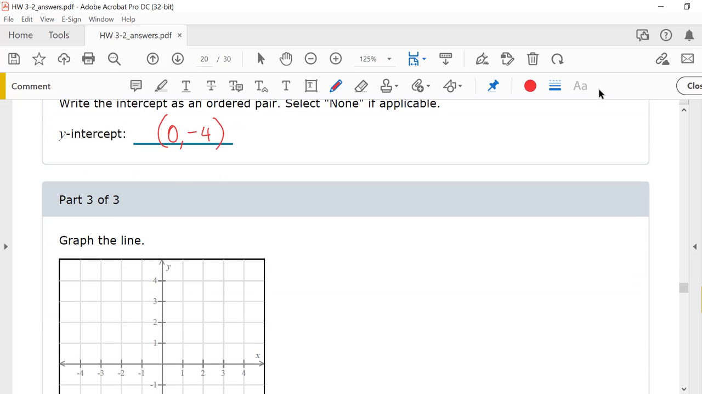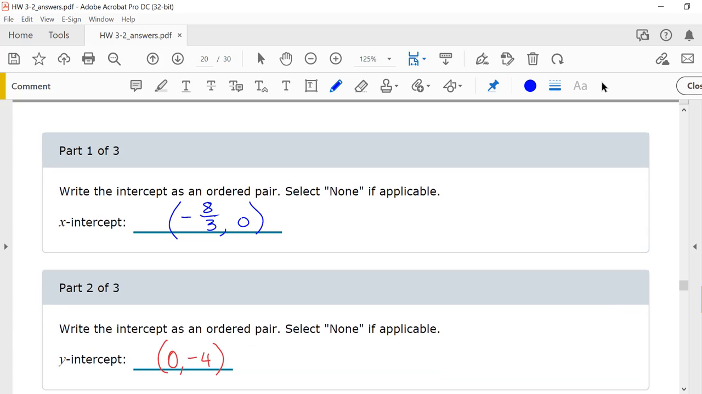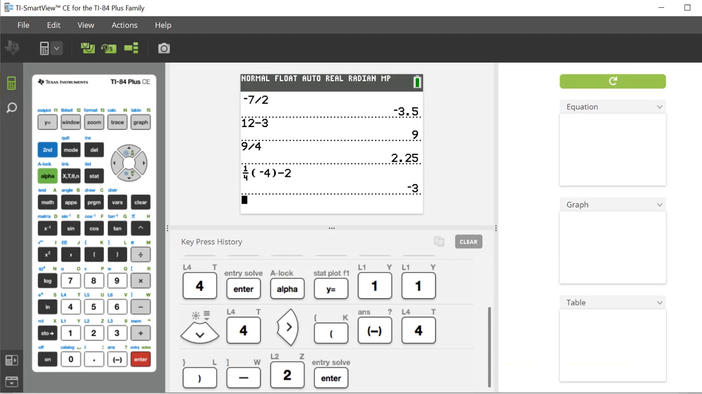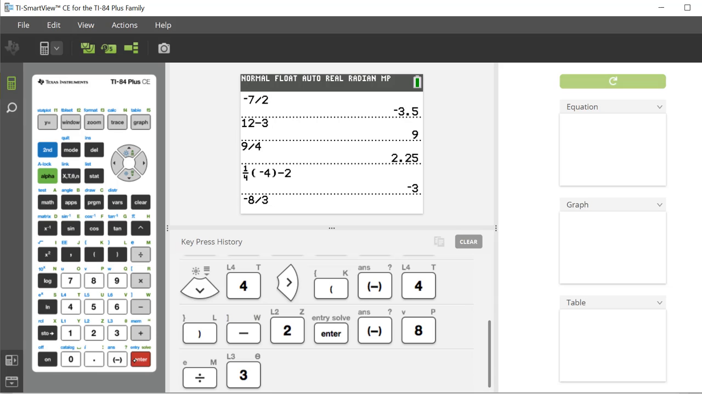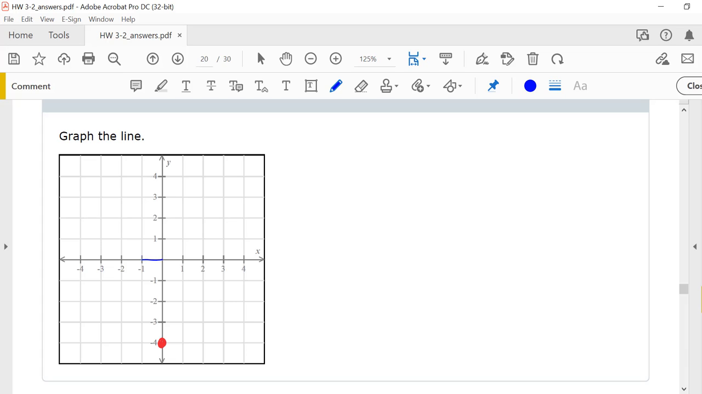Part 3 says to graph the line. If I wanted to graph 0, -4, that point would be here. And then if I wanted to graph the point, what was the x-intercept? -8/3, 0. -8/3 is -2.67. So -2.67 would be about there, not quite to 3. So there's my x-intercept. And my line connecting the two would be like that.